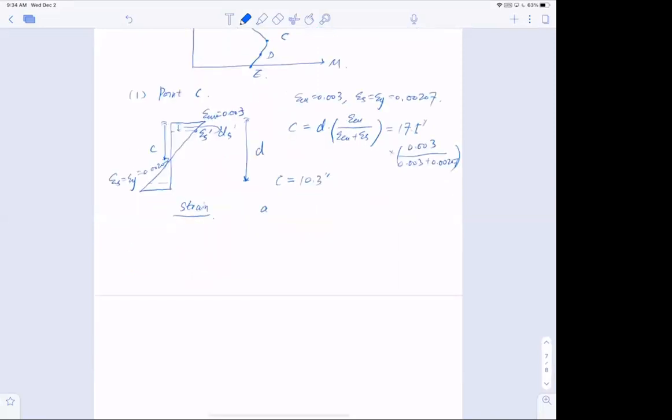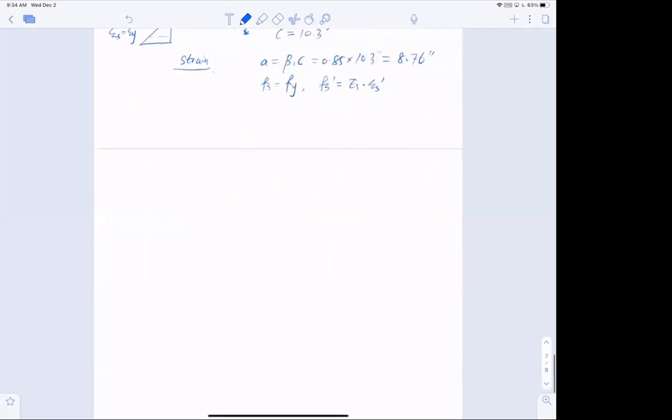Now a, which is the effective one, equals beta 1 times C, and that is 0.85 multiplied by 10.3 inches, and I have a equal to 8.76 inches. And now the stress in tension, Fs equals Fy because it yields, and Fs prime equals Es multiplied by epsilon s prime.